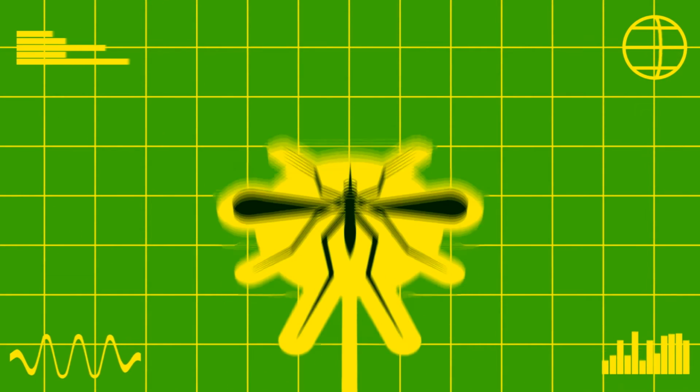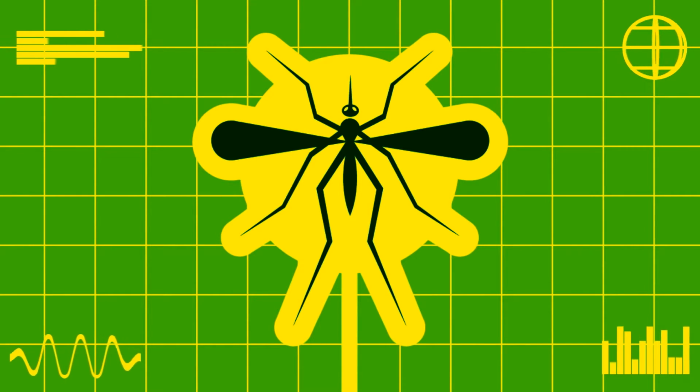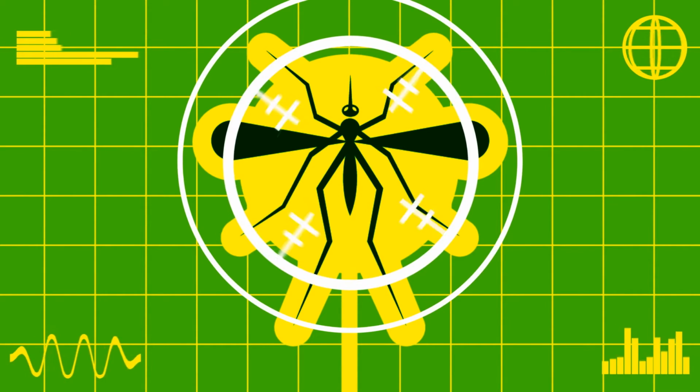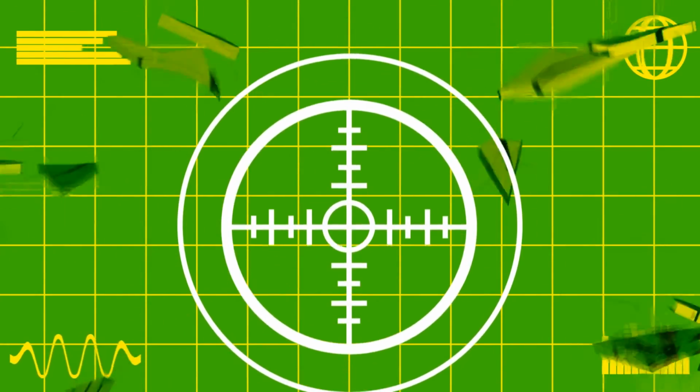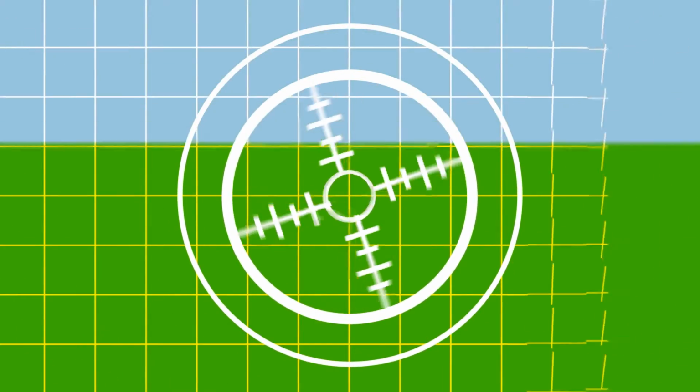Right now, we use SMR to study how genes work in insects. But we aim to develop SMR for controlling insect pests in the wild, or to prevent them from transmitting diseases.